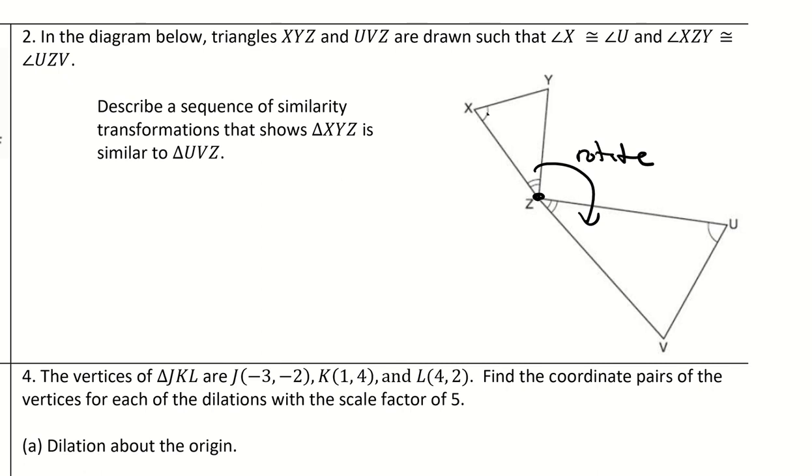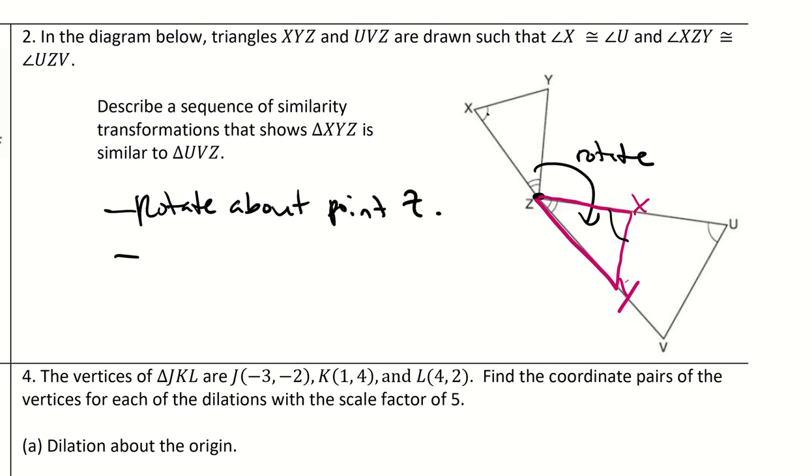So when I rotate it, they'll kind of look like this. I'll have Z, I'll have X, and I'll have Y. Can you guys see that, hopefully? If I rotate it, then I get something like that. So rotation about point Z.